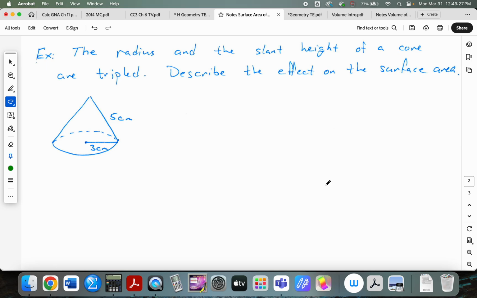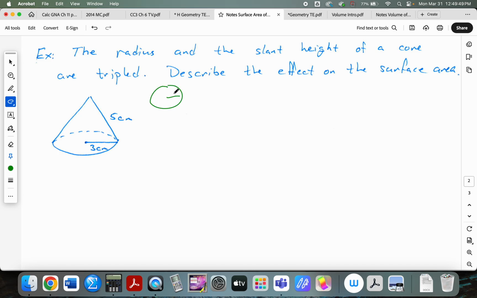All right, we're going to work this problem out, and then we're going to figure out a way to do it that doesn't take us nearly so long. Fair enough? So, it says the radius and the slant height of a cone are tripled. Describe the effect on the surface area. So I'm going to find the surface area of this first.